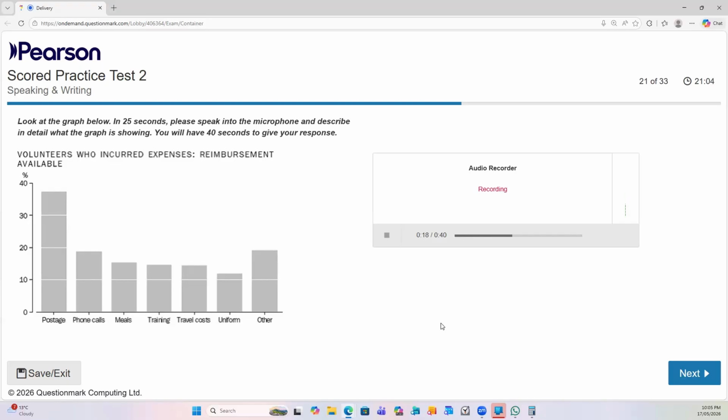The lowest number was uniform, which is less than 20% but greater than 10%. Others are phone calls, meals, training, and travel costs. Overall, the bar chart provides information about volunteers who incurred expenses, reimbursement available.